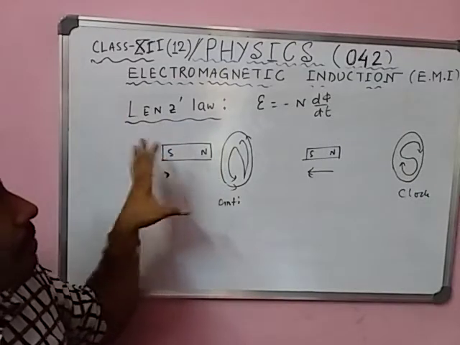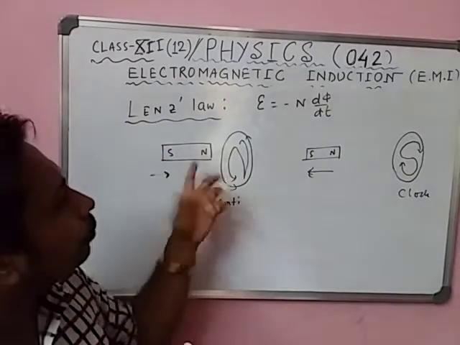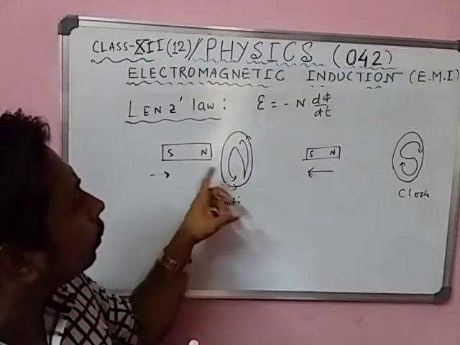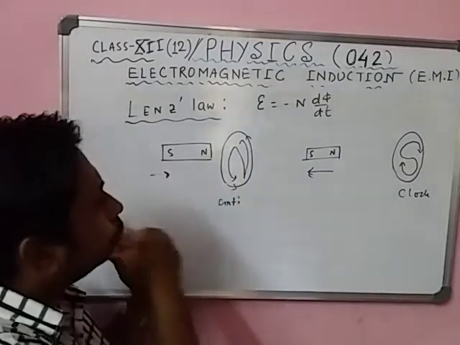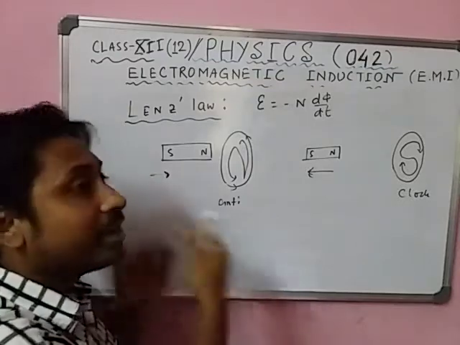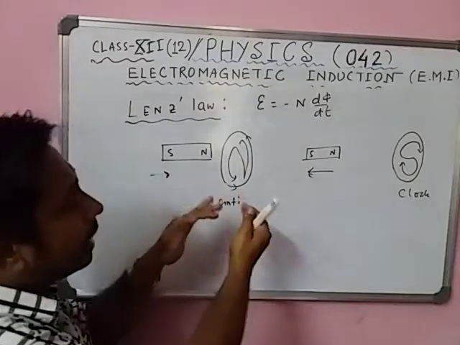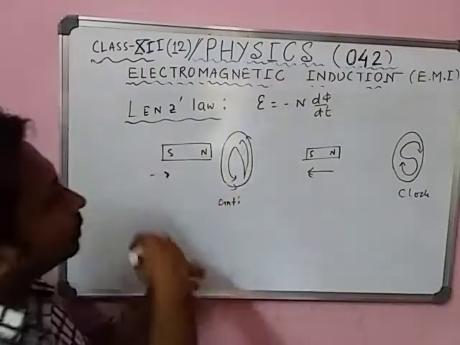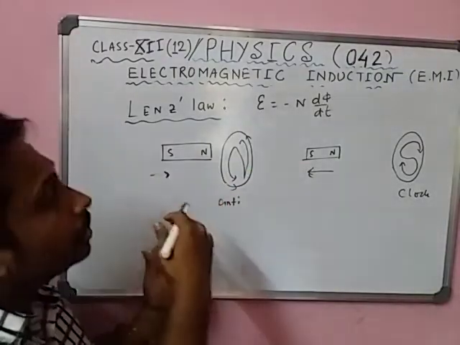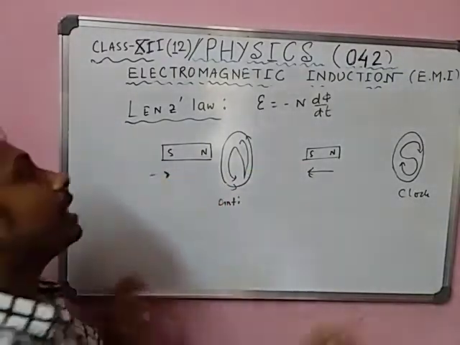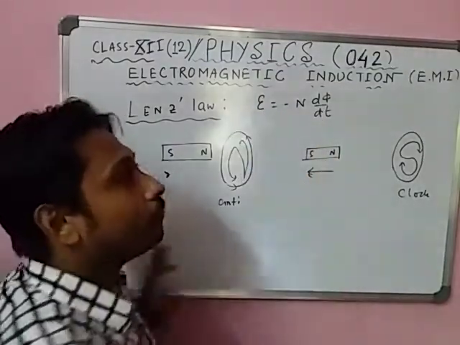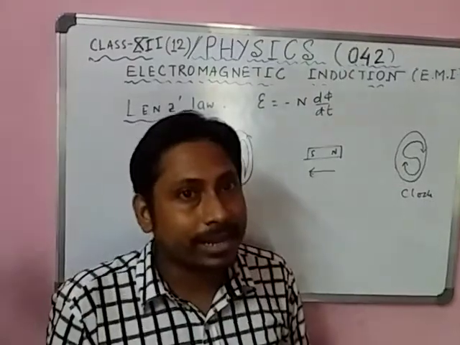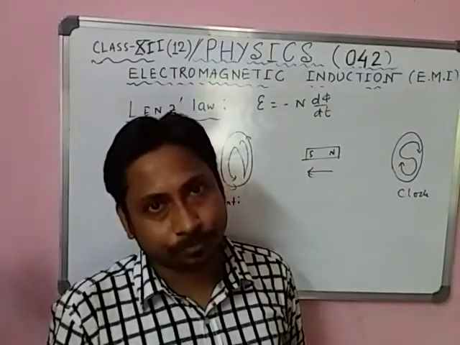So Lenz's law means, see here, north pole and north pole oppose each other. The cause of production of EMF is that you should provide some relative motion between the bar magnet and coil, and this relative motion is always opposed by the force of attraction or repulsion. So Lenz's law first tells about the polarity, and by Lenz's law we can explain the conservation of energy.